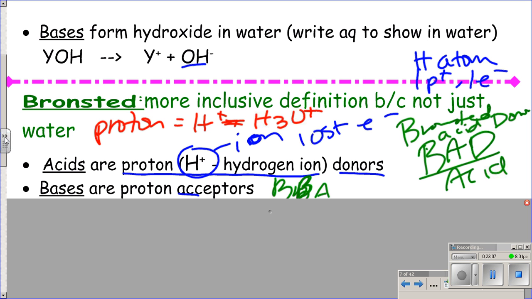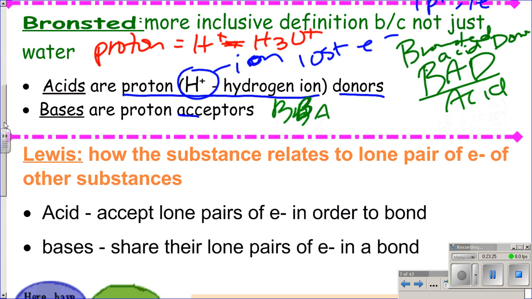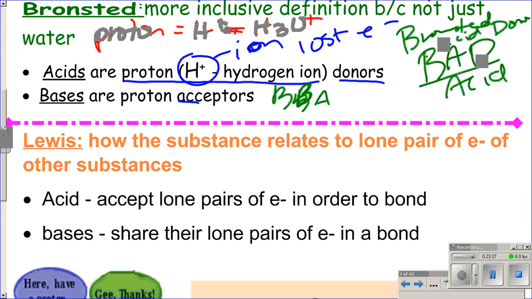Lewis. Where have we seen that before? Lewis dot structures. What were those dots representing? Yes. They were representing electrons. And so he was like, guys, what about the electrons? How do they come into play? And we said, okay, we can talk about electrons. We can talk about how the acids and bases are going to be sharing their electrons or being shared with.